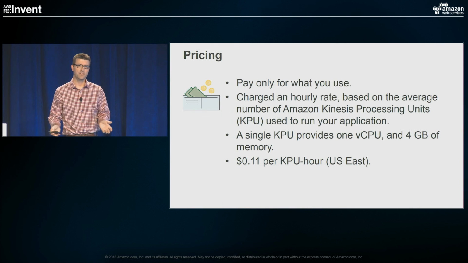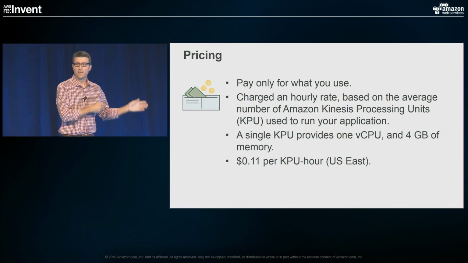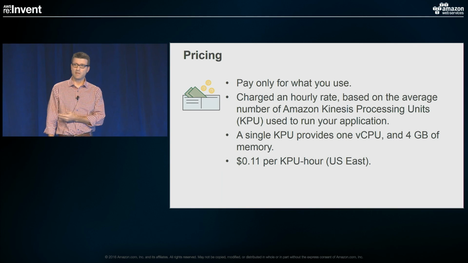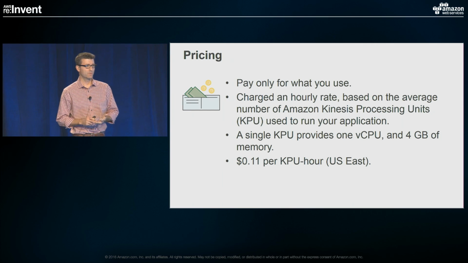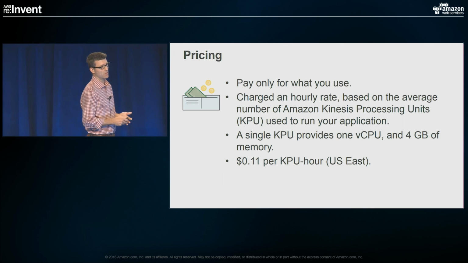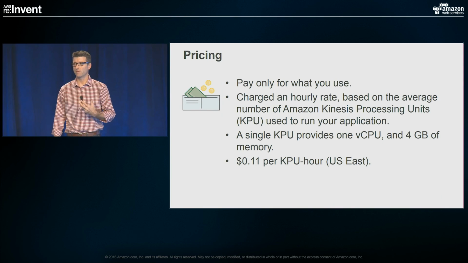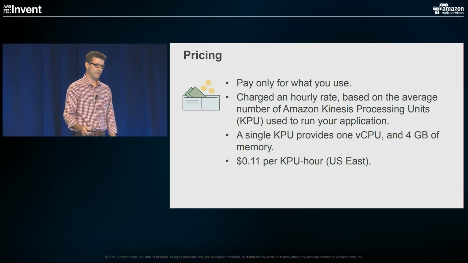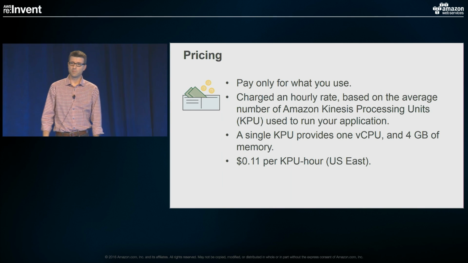So if you're doing a 10-minute aggregation, we want that to go downstream nearly immediately after that 10-minute window. So we will scale accordingly to do that. We'll add virtual CPUs and we'll add memory up to 8 KPUs. So the max you can consume at any point in time is 8 CPUs or 32 gigs of RAM on the hosts that are managing the application. And you're charged, this is in US East, the prices are, of course, dependent on the region, but in the US East, 11 cents per KPU hour.